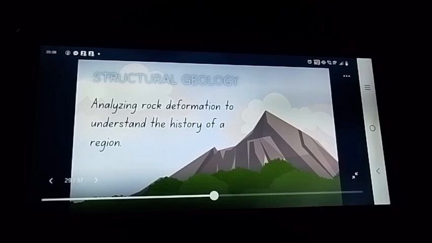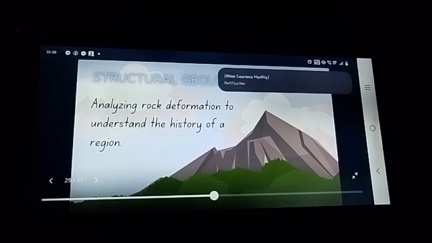And geological maps and cross sections. Structural geologists use geological maps to show the distribution of rock units and structural features. 3. Interpreting the history.